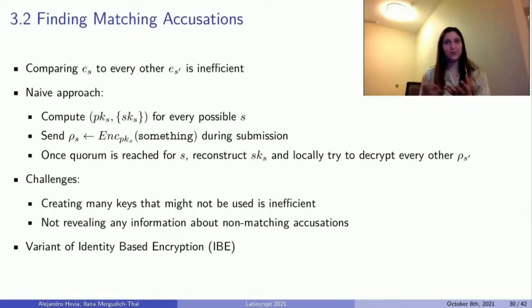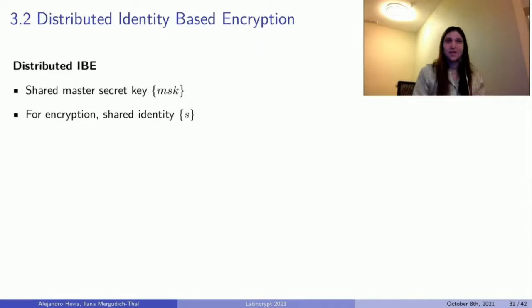So what we will use is a variant of identity-based encryption, because identity-based encryption solves our first problem, because it allows us to build the keys as we need them. So we have public parameters and we have a master secret key, and with the public parameters, we can encrypt for a certain identity. And with the master secret key, we can produce the secret key for a specific identity as we need it. So it allows us to create these keys only when we need them, and we don't need to create all of these keys beforehand that we will probably not use. So the variant that we proposed is a distributed IBE, where the master secret key is shared among the servers.